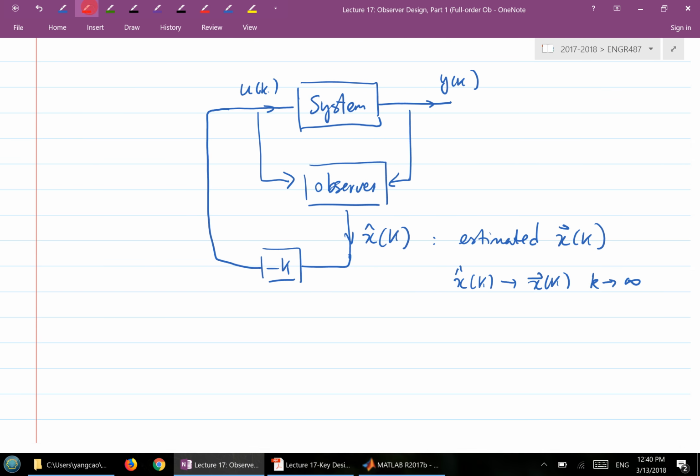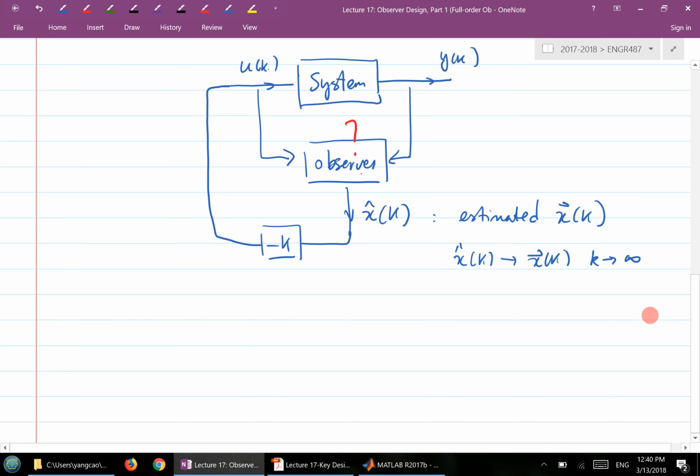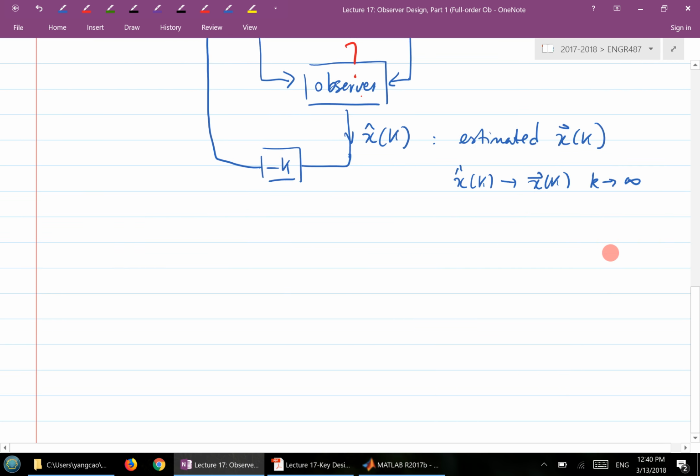The question here is, of course, how we design this observer, and we'll present two different types of design. For now, the design is based on a system with a clean signal, no noise. Later, we're going to extend this further. What if there's noise in the system? We also want to design an observer. That's where the next step, called the Kalman filter, comes into the picture.